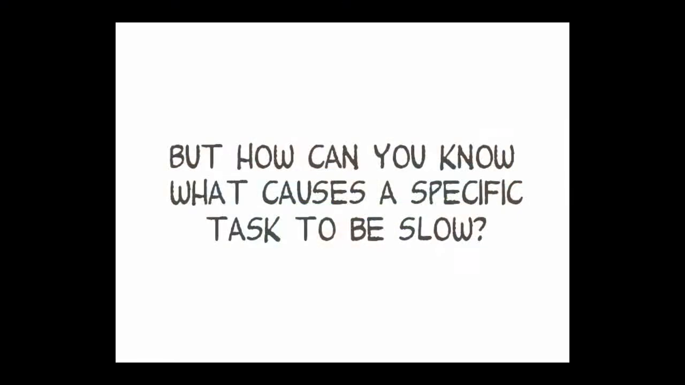And the algorithm for using all this stuff was as follows. You look for bad numbers. Bad numbers. And bad numbers are supposed to represent inefficiencies. So the problem is, well, how can you know whether these numbers that you see that look bad are what are causing a specific task to be slow?